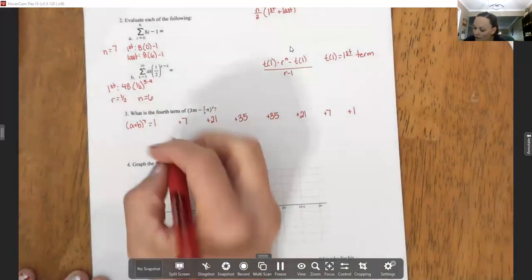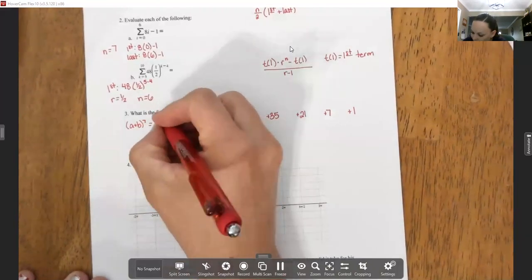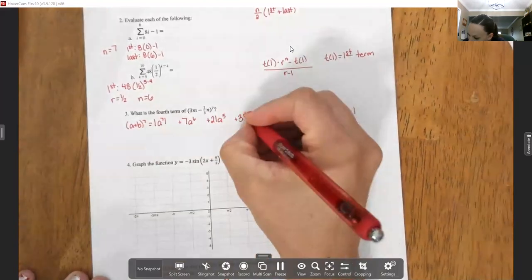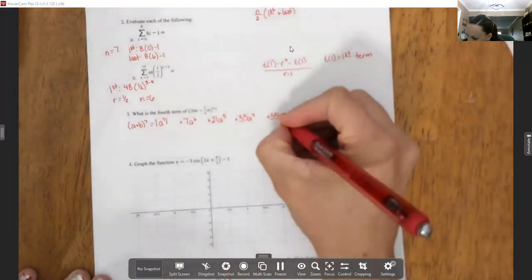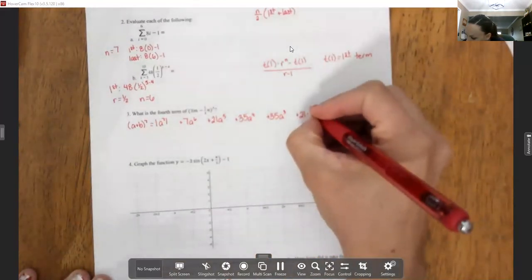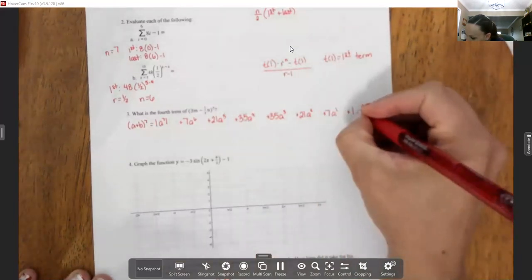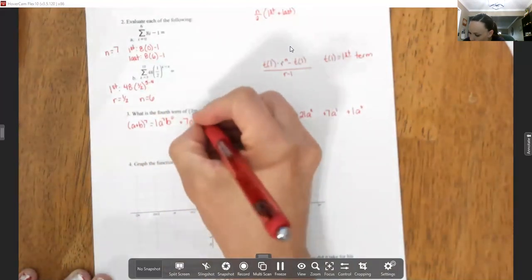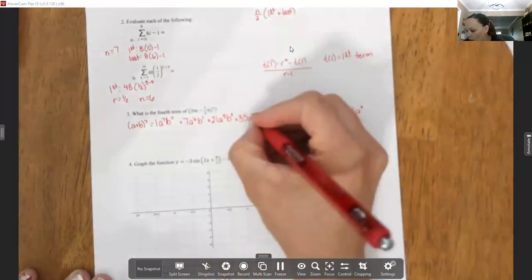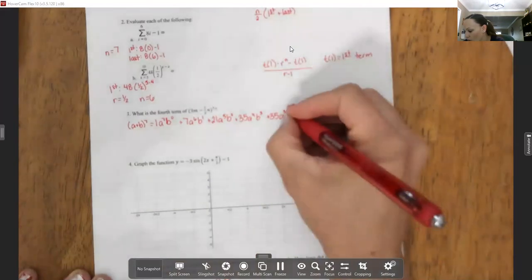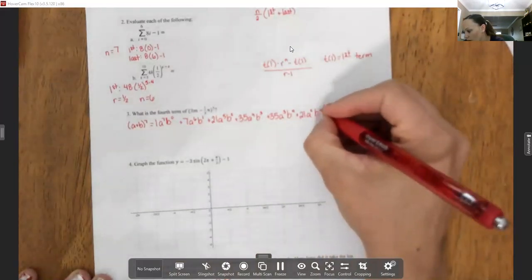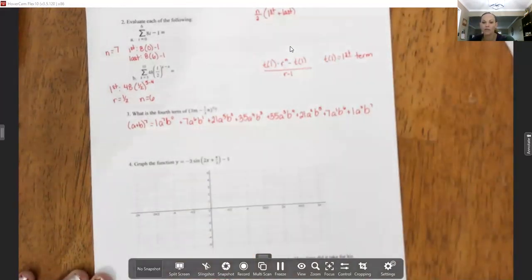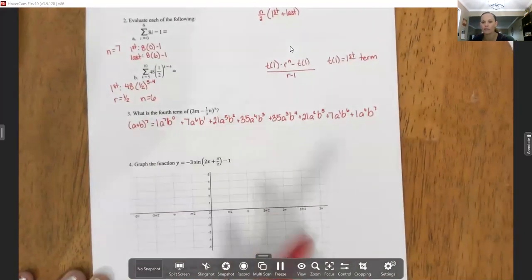And remember the way the exponents work. This would be a to the 7th, a to the 6th, a to the 5th, a to the 4th, a to the 3rd, a squared, a to the 1st, and a to the 0. And this would start with b to the 0, b to the 1st, b squared, b cubed, b to the 4th, b to the 5th, b to the 6th, and b to the 7th. Remember, your exponents always add up to whatever the power was.